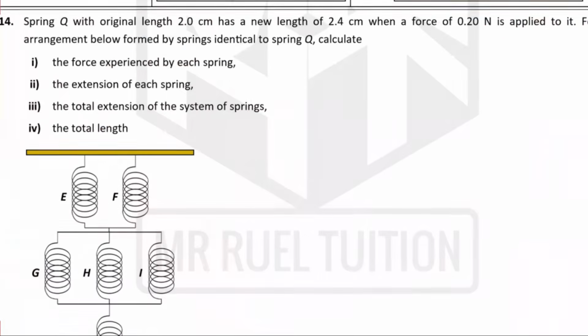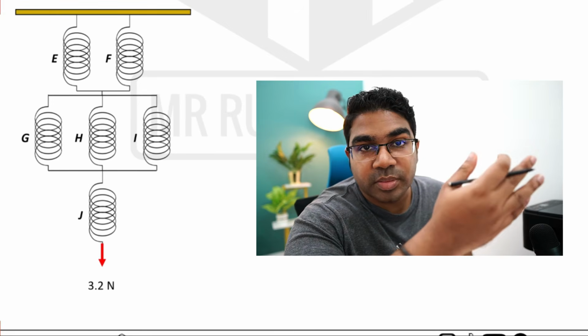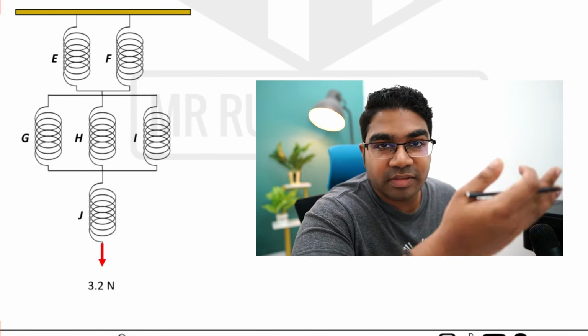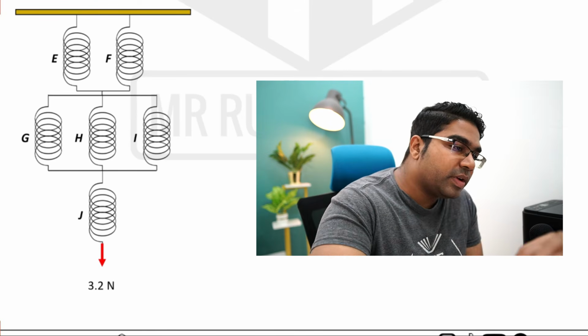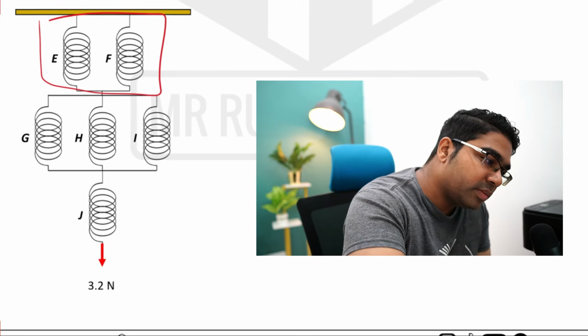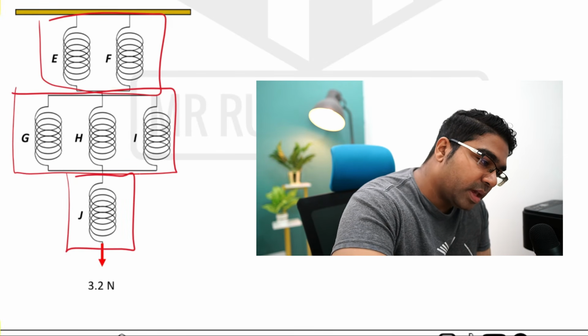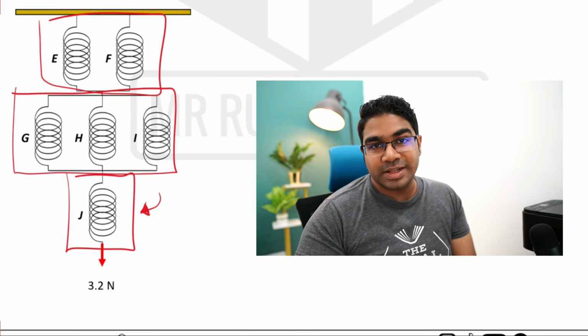Let's try a question. Spring Q with original length 2 cm has a new length of 2.4 cm when a force of 0.2 newtons is applied to it. For the arrangement below, find... what we're looking at here is a combined arrangement. There are springs arranged in series and springs arranged in parallel together at the same time. When you have an arrangement like this, you have to look at each level separately. You calculate each level separately. And so when you see this level, you would calculate it as if there was only a single spring involved.